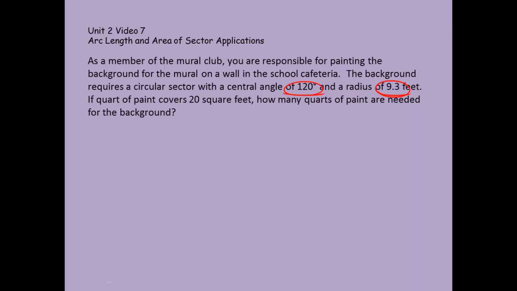Well, before we can determine how many quarts of paint to buy, we probably should figure out how big our area is. So I've been given here the area formula, or the angle measure in degrees, which leaves me with theta equaling 120 degrees and a radius of 9.3 feet. I'm going to be using the formula pi r squared theta over 360, and I'm going to substitute the numbers in. Pi times 9.3 squared times 120 divided by 360.